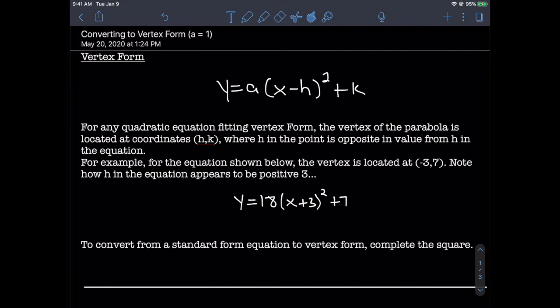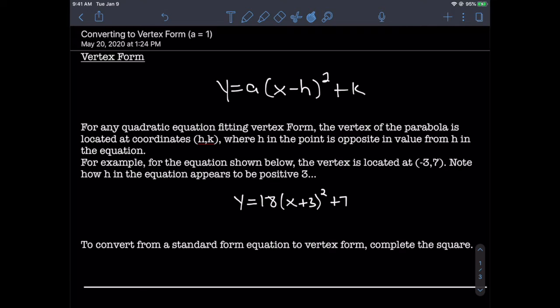Hello there. Today we're going to be talking about converting from a standard form quadratic equation into its vertex form. Vertex form, of course, can be found here on the screen. It is any quadratic equation fitting the form y equals a times the quantity x minus h squared plus k.